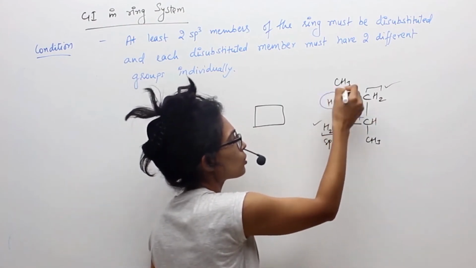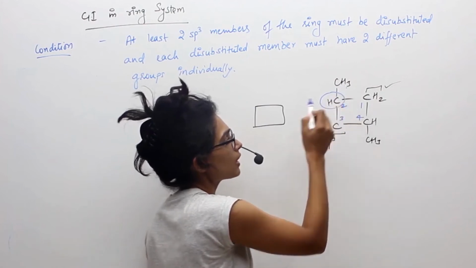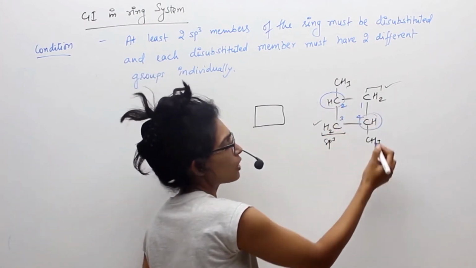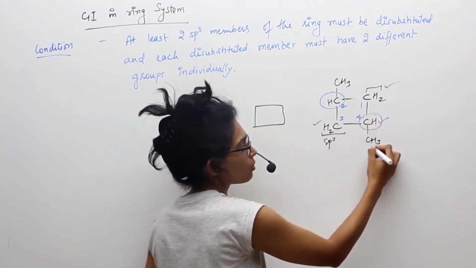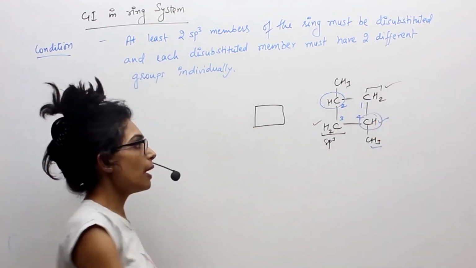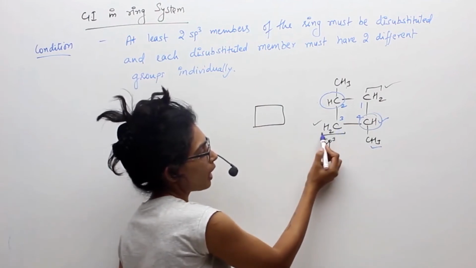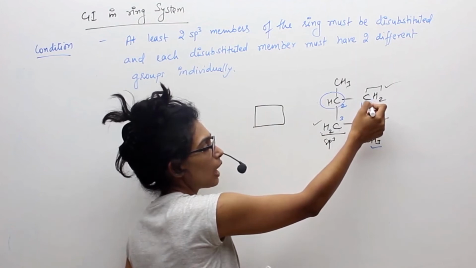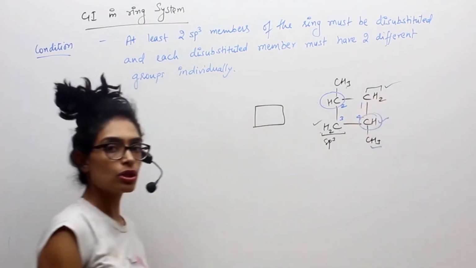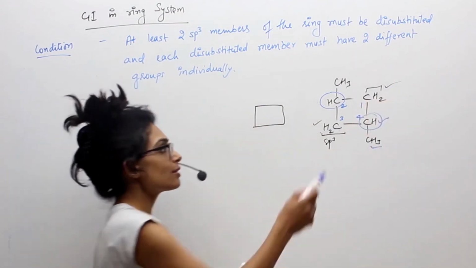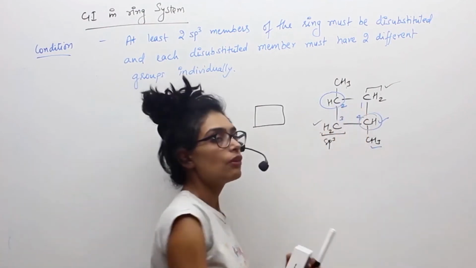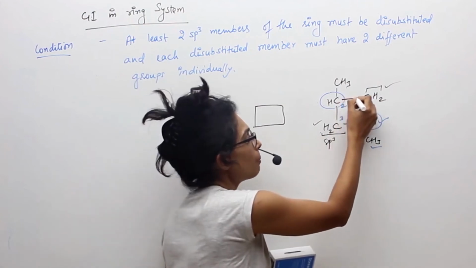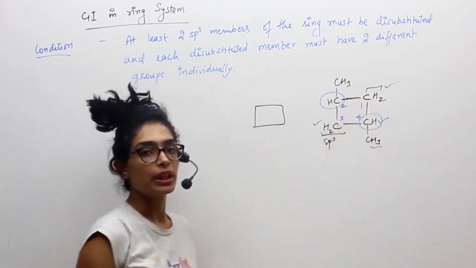Carbon 2 has two different groups attached on it, one is CH3 and another is hydrogen. Carbon number 4 also has two different groups attached on it, one is hydrogen and another is CH3. Apart from that, the third carbon has two hydrogens, two same groups attached on it, and carbon number 1 also has two same hydrogens attached on it. We are not considering the bonds between carbons which are making the ring, only the bonds apart from the ones used in forming the ring.